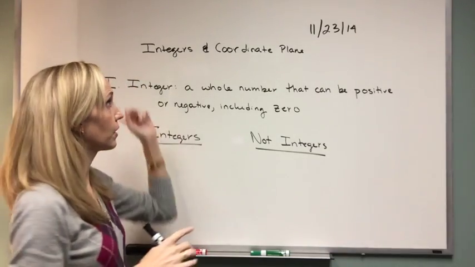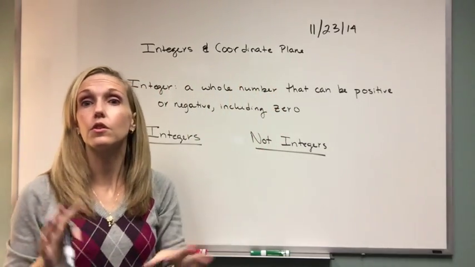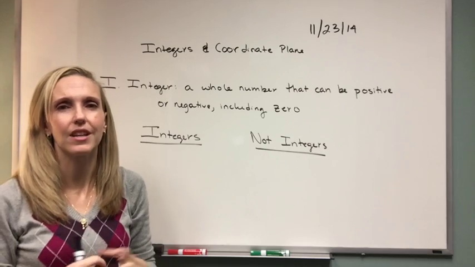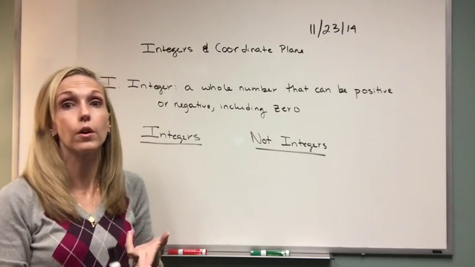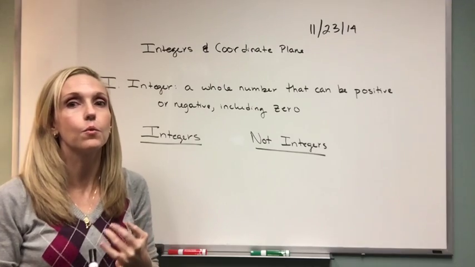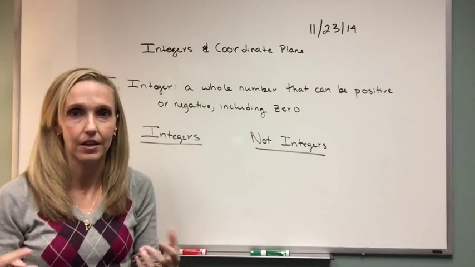Today we are going to go over integers and a coordinate plane. Most of this should be review, but we need to learn some of the technical terms. So we're going to learn a definition of what an integer is, what a whole number is, and really what a coordinate plane is. What do we mean by that?